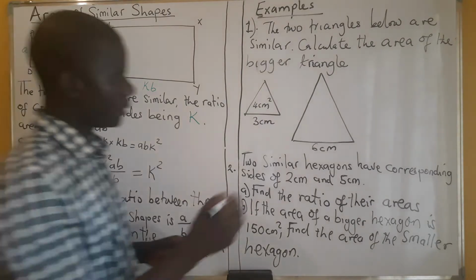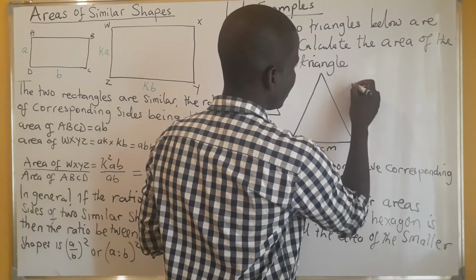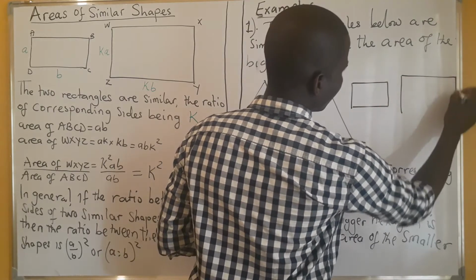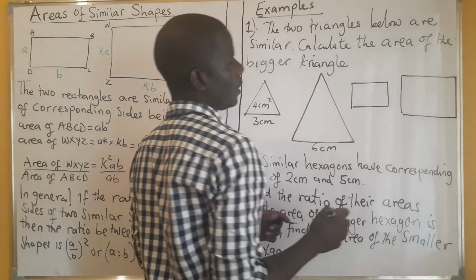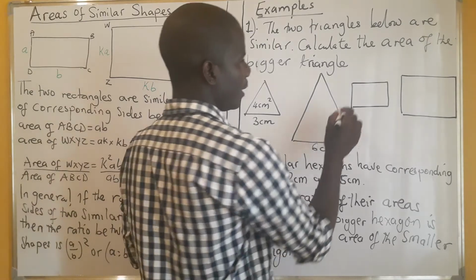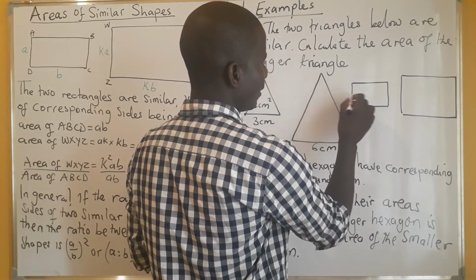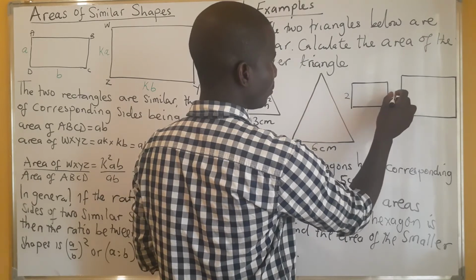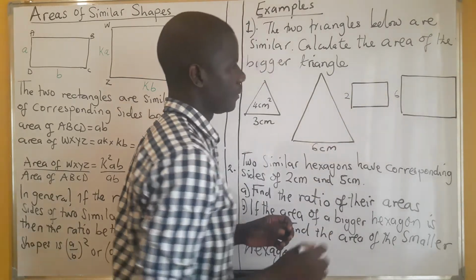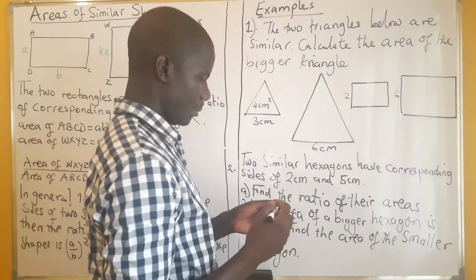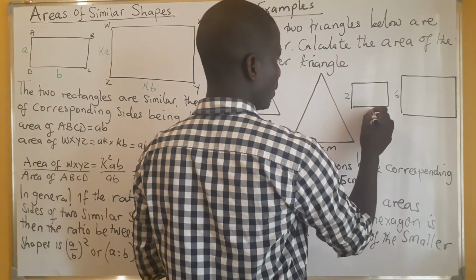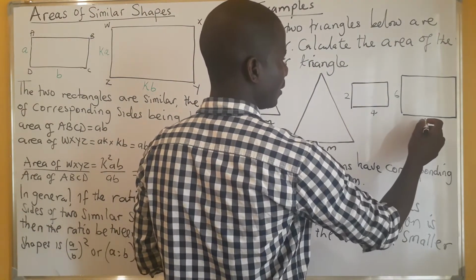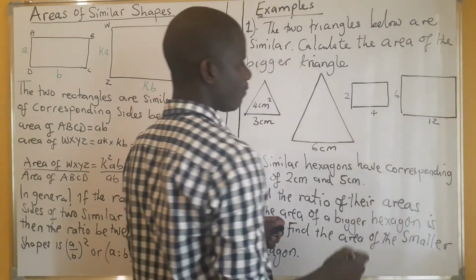Or maybe let's look at this one. Let's consider these two triangles here. Okay? So if we say this side is 2, this side is corresponding to this one, all right? Then I can also say, let's put this as 3. This is corresponding to this side, and this is like 12, okay?